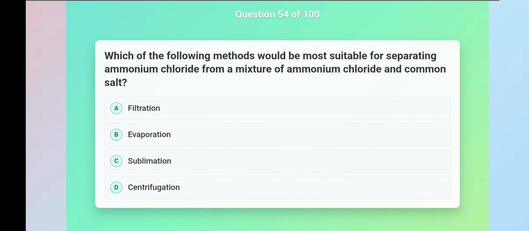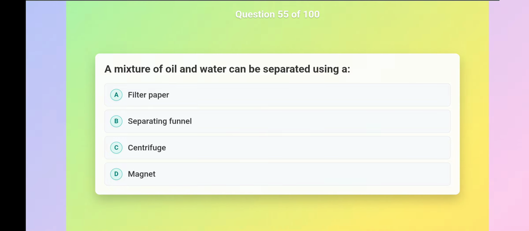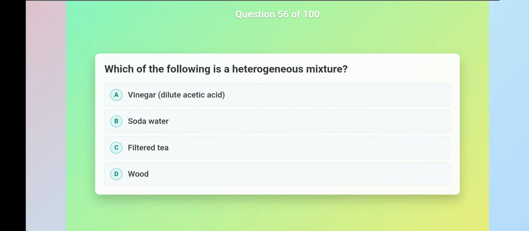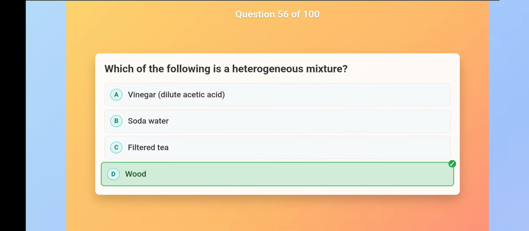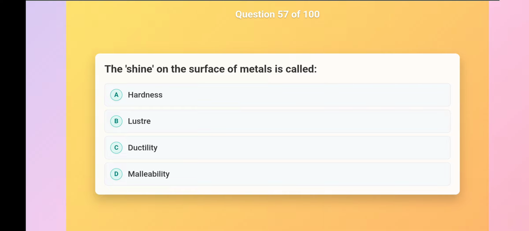Which of the following methods would be most suitable for separating ammonium chloride from a mixture of ammonium chloride and common salt? Sublimation. A mixture of oil and water can be separated using a separating funnel. Which of the following is a heterogeneous mixture? Wood. The shine on the surface of metals is called luster.